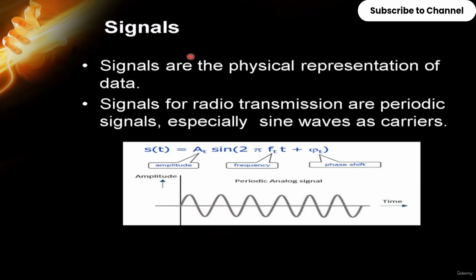Hi all, in this video we are going to discuss signals, noise and types of noise. So what is a signal? Signals are physical representation of data. So users of a communication system can only exchange data through transmission of signals.